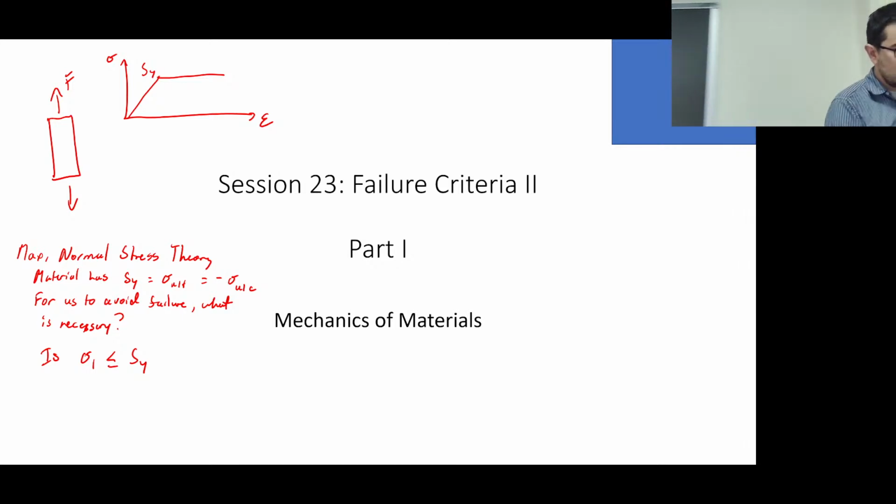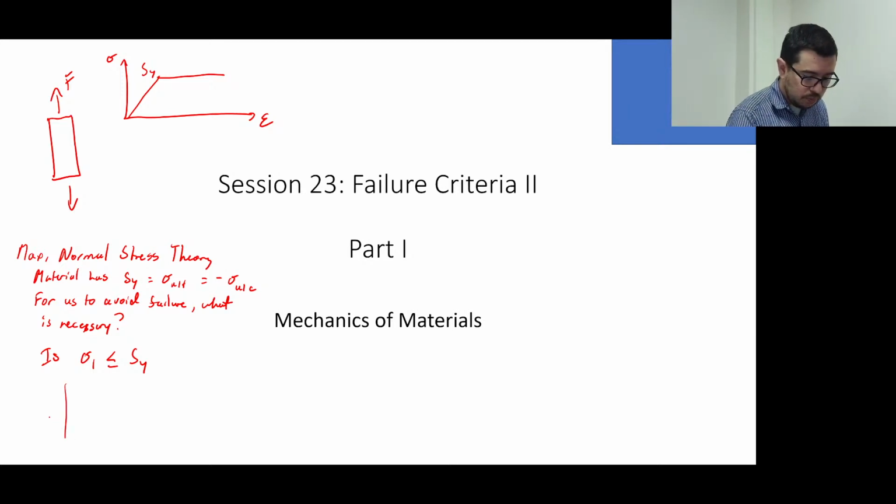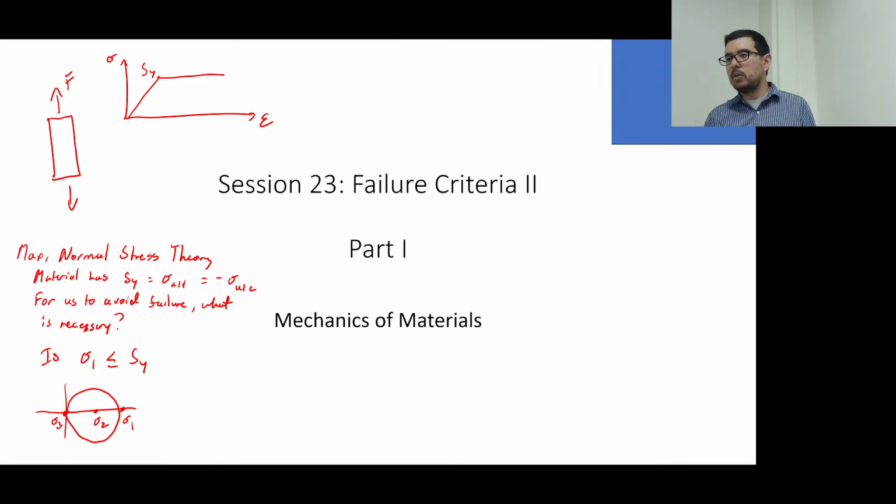And so, on Mohr's circle, and this would just be for 2D, but let's just say that you had a sigma 3, a sigma 2, a sigma 1, right? Something of that nature. We just want to make sure that this sigma 1 would be less than, right, that needs to be less than the yield strength of the material, right?